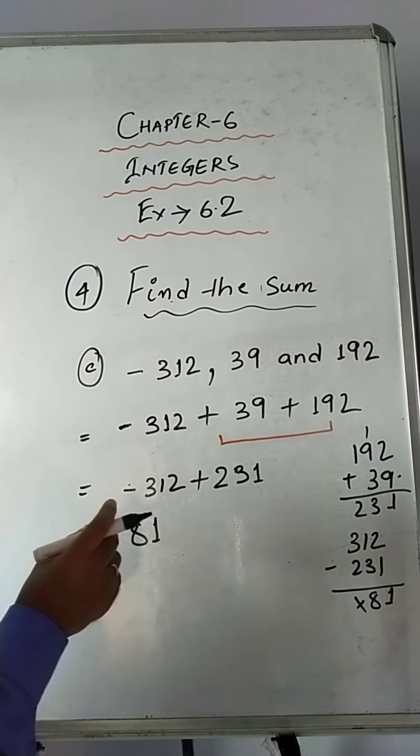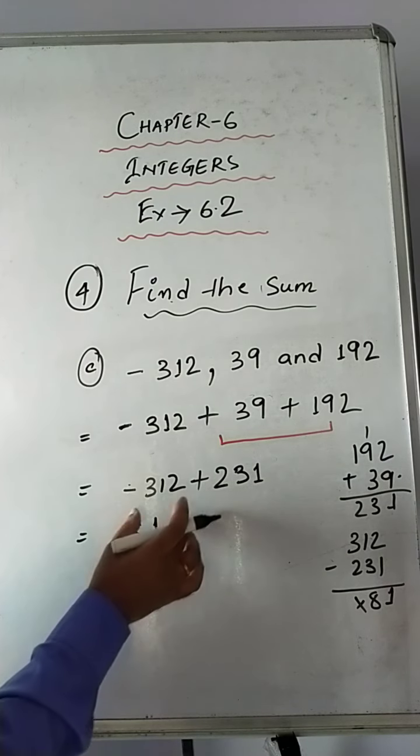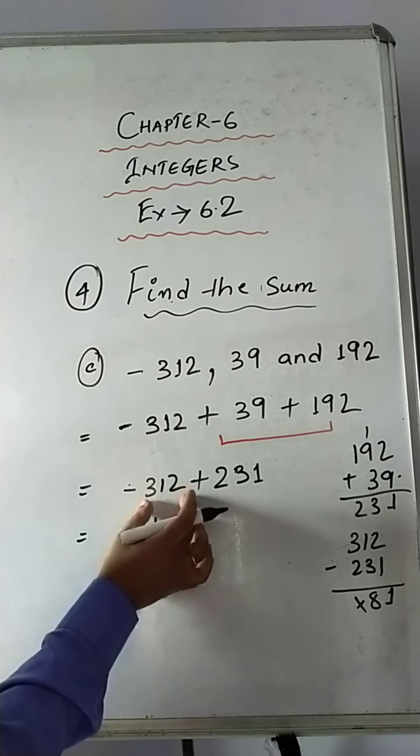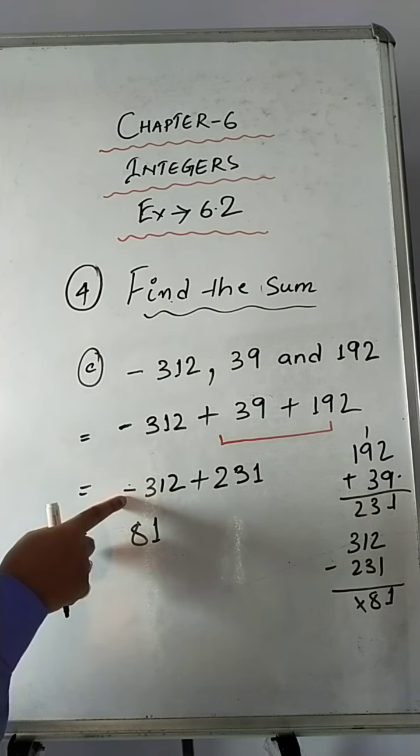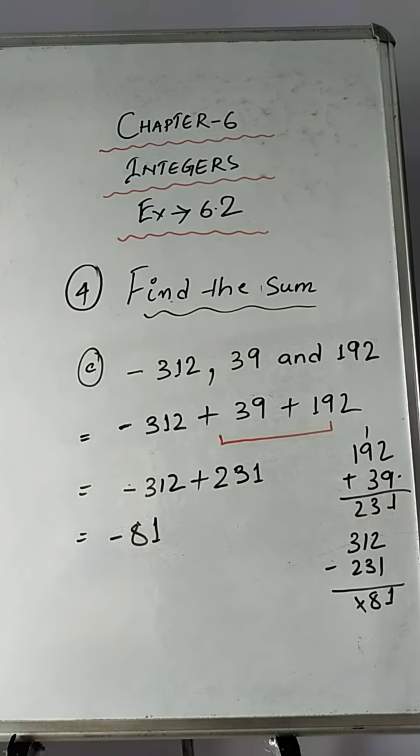Now we have to check which sign we have to put here. For that we have to see which number is greater, 312 or 231. 312, and it is carrying which sign? Minus sign. So we'll put minus here. Fine, as easy as this. Now let's move on to sum number D.